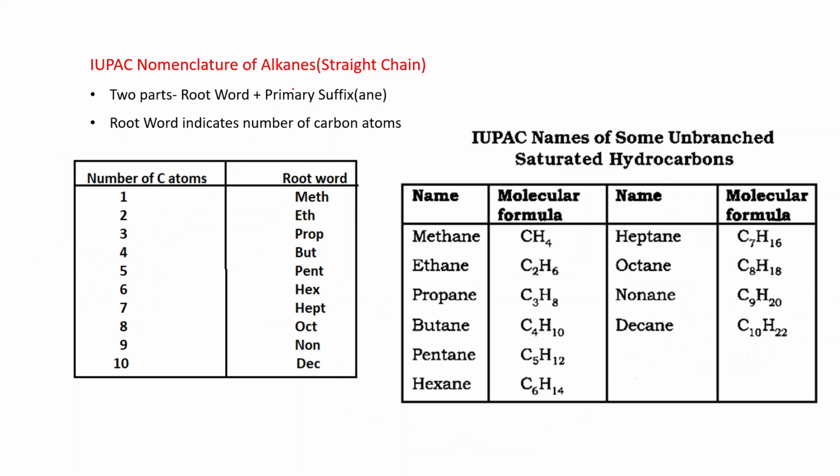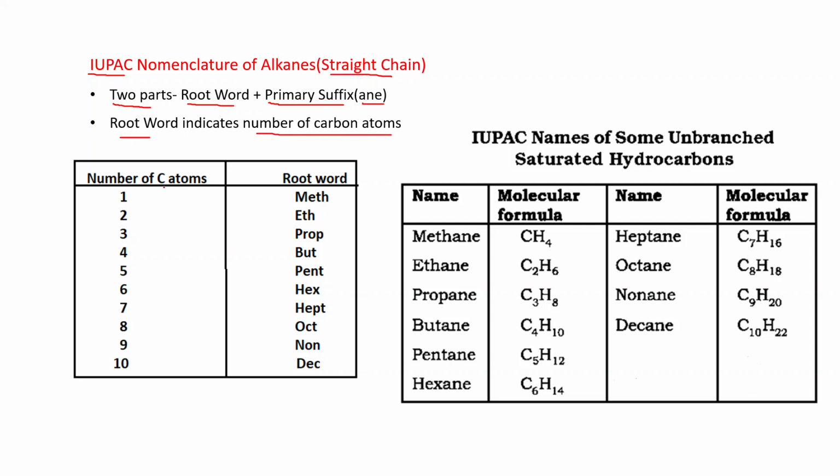Now the IUPAC nomenclature of alkanes, and we will discuss the straight chain alkanes. I think you are familiar with this term IUPAC, International Union of Pure and Applied Chemistry. According to this, there are two parts of a straight chain alkane. One is the root word and another one is the primary suffix. In case of alkanes, the primary suffix is ANE. The root word indicates the number of carbon atoms present in a straight chain.